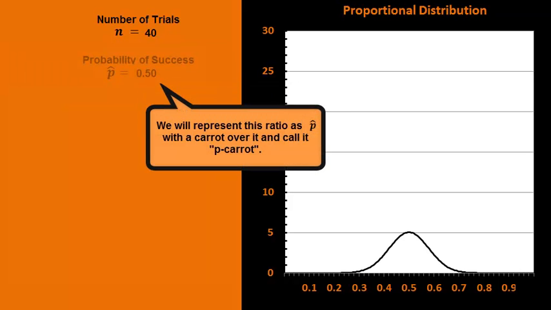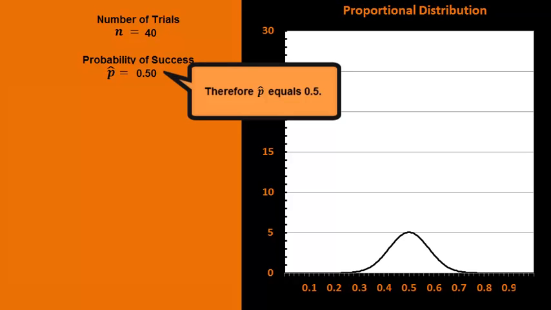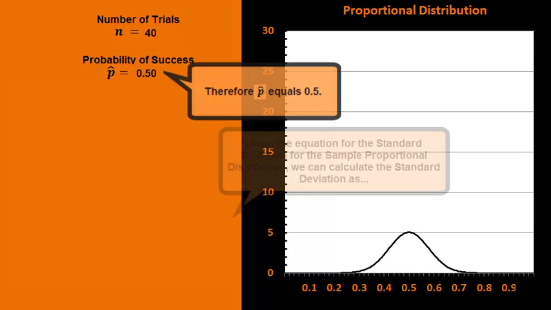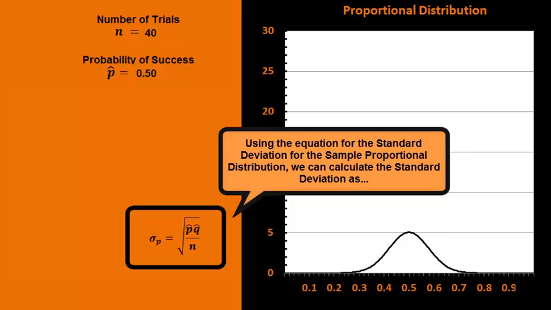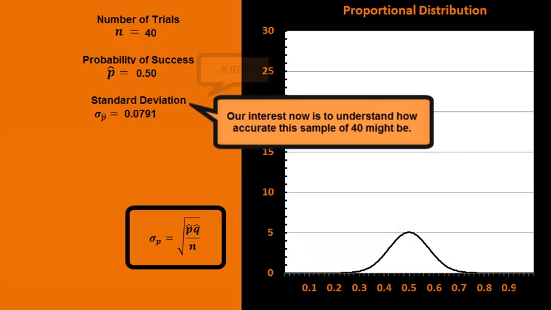We will represent this ratio as P with a caret over it and call it P caret. Therefore, P caret equals 0.5. Using the equation for the standard deviation for the sample proportional distribution, we can calculate the standard deviation as 0.0791. Our interest now is to understand how accurate this sample of 40 might be.